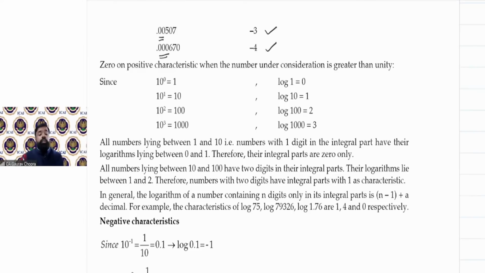Then the conversion process we have already covered in the earlier portion, 15 to 20 minutes ago. 10 to the power of 0 is equal to 1. Log of 1 to the base 10 is equal to 0. Then log of 10 base 10 is equal to 1. Log of 100 base 10 is equal to 2. And log of 1000 base 10 is equal to 3. This is the normal conversion which we have covered.